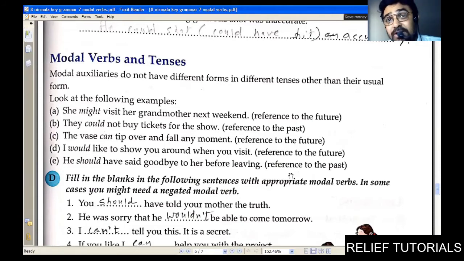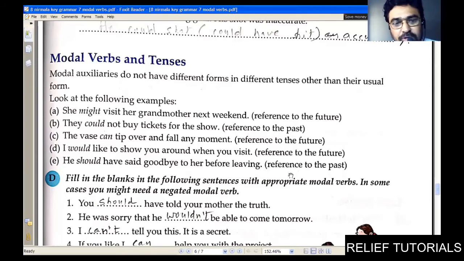As I told you earlier, might is regarded to be the past tense of may, but can also be used in present form, just to show the mild probability. So that is now proven over there. They could not buy tickets. That is the reference of the past. The vase can tip over and fall any moment. Reference of future, that will be happening if you are not careful. I would like to show you, that is again the reference of future, but using the past tense of will. That is showing the desire or wish or likelihood.